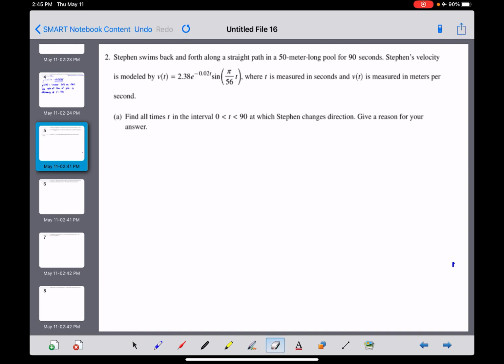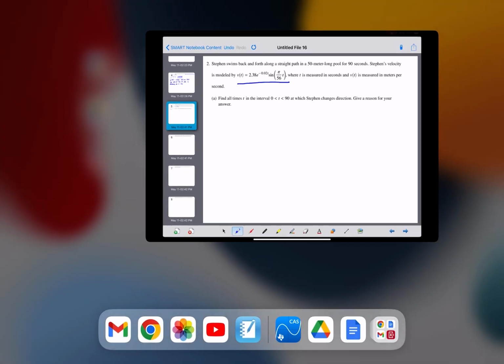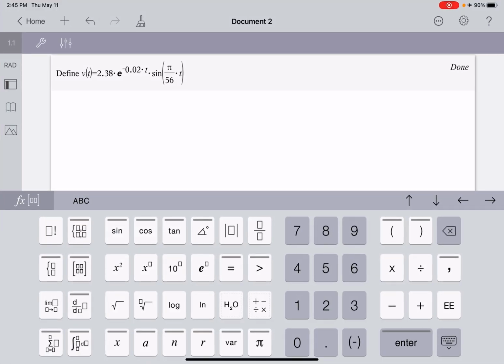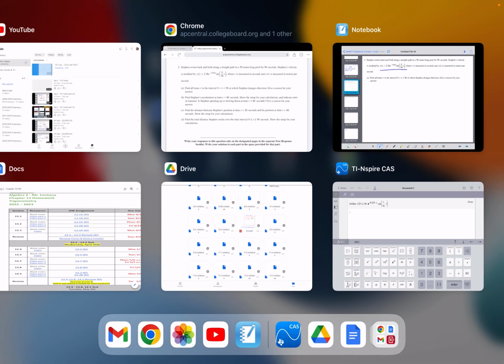Okay, problem number 2 here on 2023 AB. We've got Steven swimming back and forth on a straight path in a 50-meter long pool for 90 seconds. And velocity is given to us by this messy function here, which I have already gone ahead and put into my calculator right here and defined that as v of t.